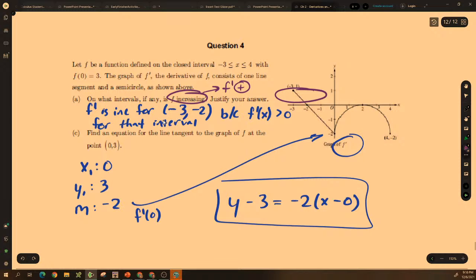All right, and then find an equation for the line tangent to the graph of f at the point (0, 3). So for the tangent line, we do x1, y1, and m. x1 is 0, given to us. y1 is 3, given to us. The m is f prime of whatever we have. We have 0. So f prime at 0, we're going to look on the graph. F prime at 0 is this y value, negative 2. So then we just write this in: y minus 3 equals negative 2 times x minus 0.